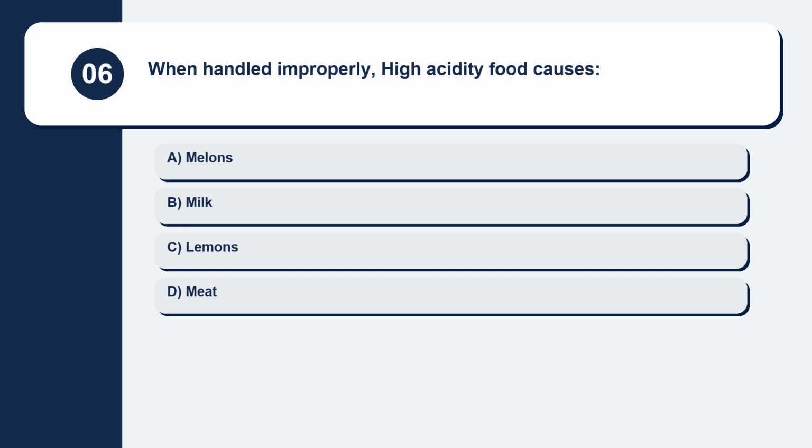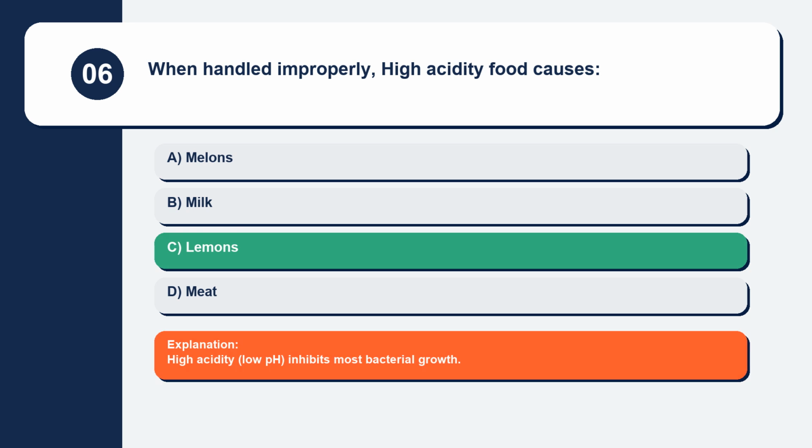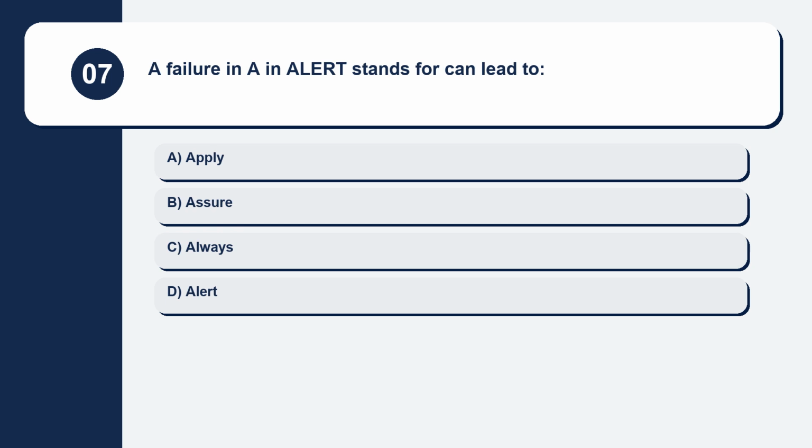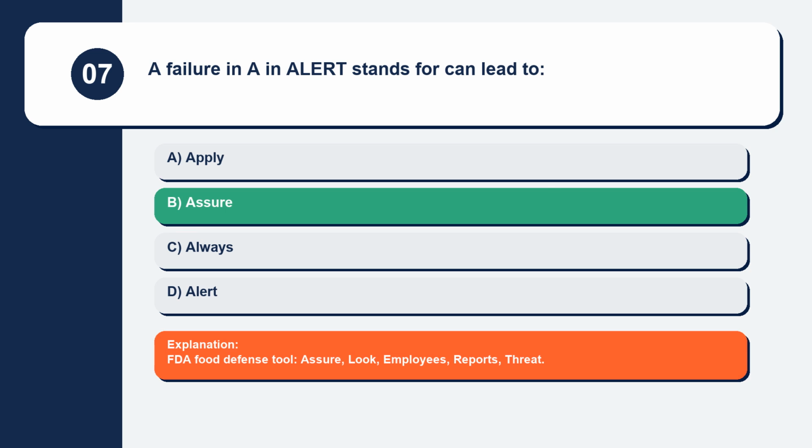Question 6. When handled improperly, high acidity food causes: melons, milk, lemons, meat. High acidity, low pH, inhibits most bacterial growth. Question 7. A failure in an ALERT, which stands for, can lead to: apply, assure, always, alert. FDA Food Defense Tool: assure, look, employees, reports, threat.